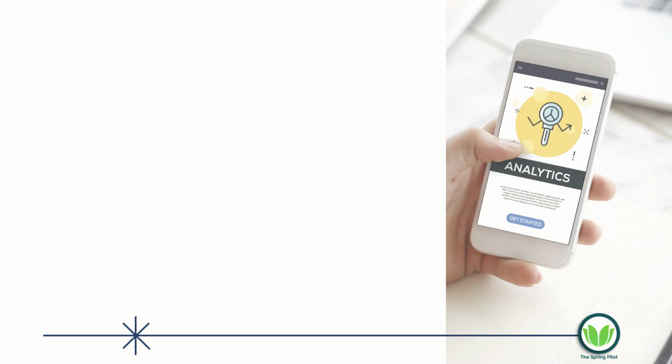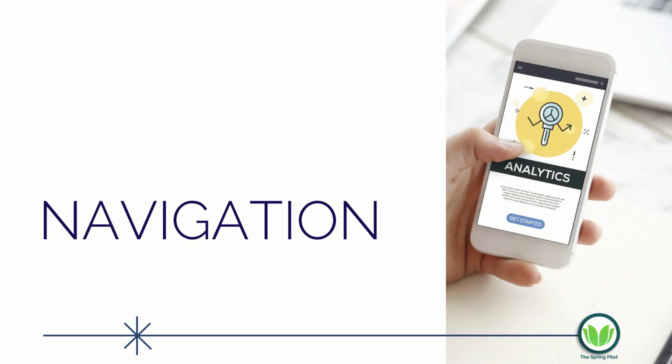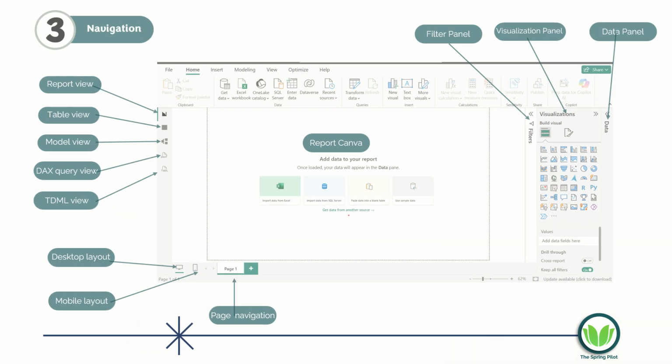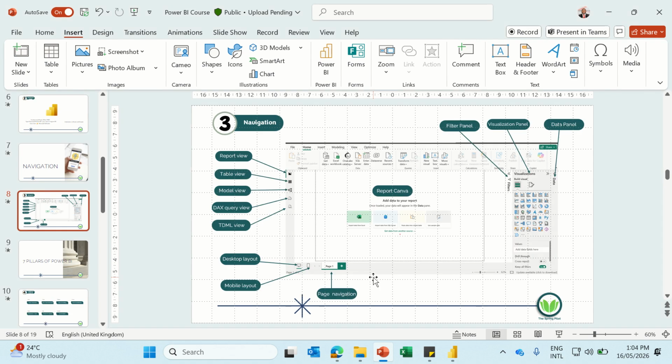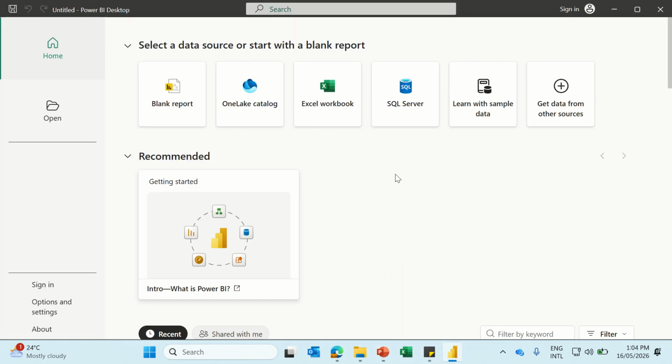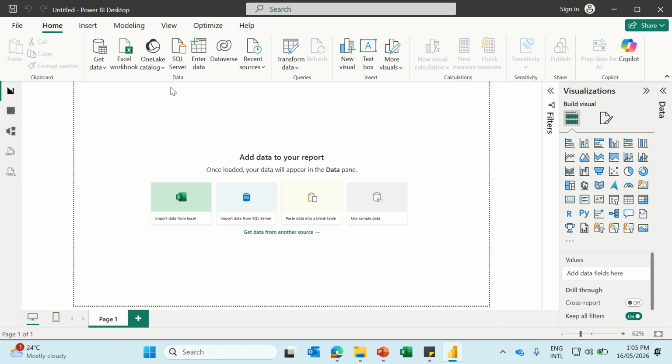So now we want to look at Power BI in brief. How do you navigate through it? Before I show us all these, I'm first of all going to show us how Power BI looks when you launch the application. I've opened mine here. So when you open the Power BI application, this is what you're going to see. Directly, it's showing you the catalog, the Excel workbook. These are data sources you can connect to. Intro, what is Power BI, all that. I can just click on blank report.